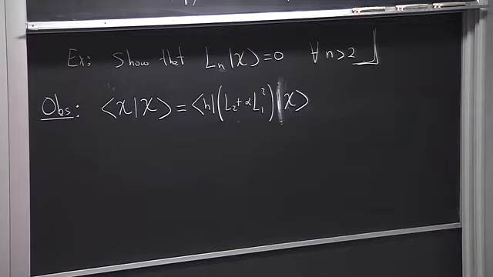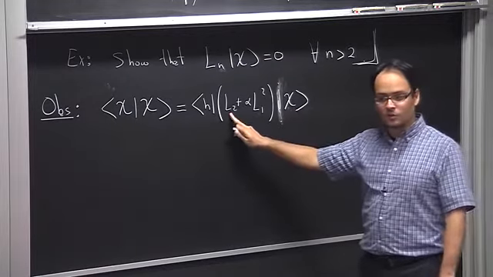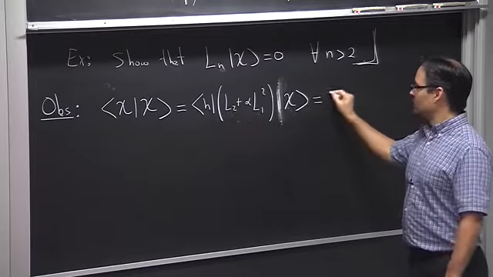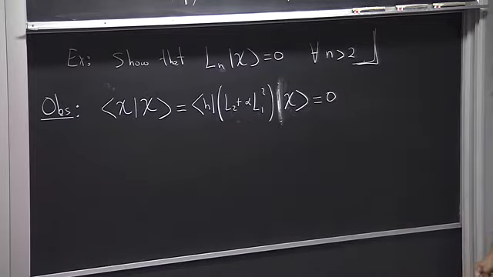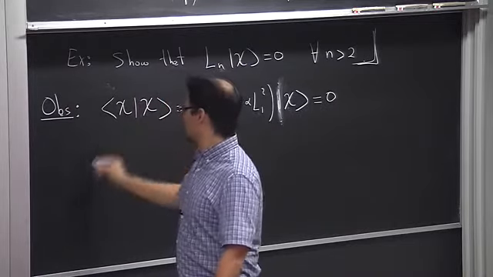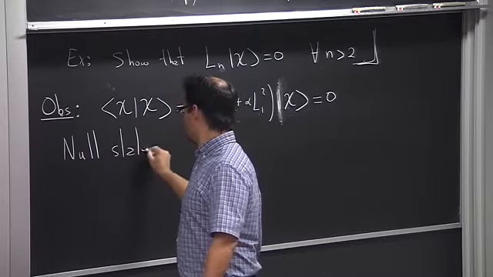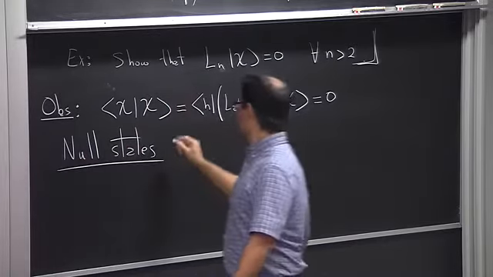Okay. Well, but we already checked that L1 kills the state, and L2 kills the state. So we get 0. That's why these states are called, and that's the name I didn't want to give at the time, these states are called null states.